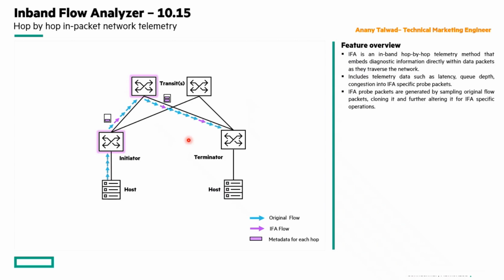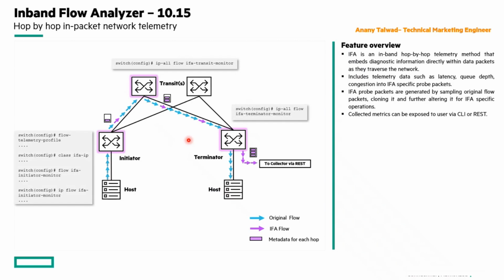This is where the terminator will identify the incoming IFA packet and segregate the data, where the original flow will go ahead to its destination and the collected IFA data will be sent to the collector via REST if configured, or is exposed to the user via CLI. So once again to reiterate, the collected metrics can be exposed to the user via CLI or REST.